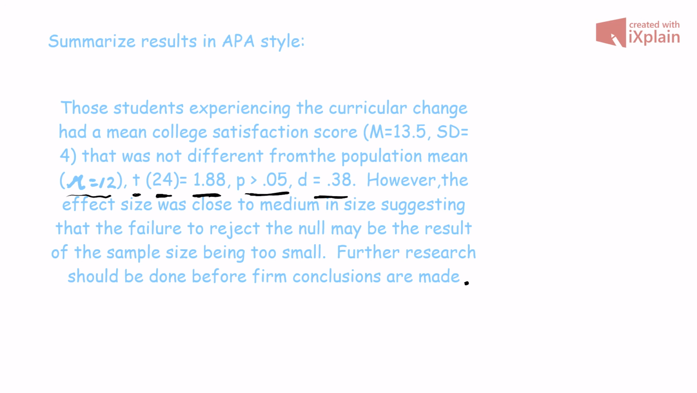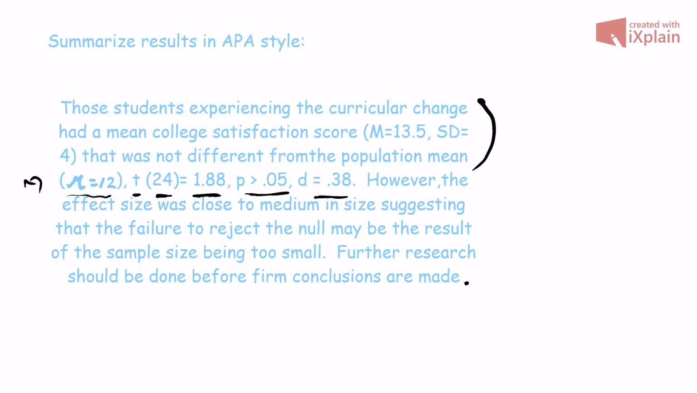So this first sentence is simply saying whether or not you rejected the null, really. Remember, you're trying to decide when you do a significance test whether the difference between the sample mean and the population mean is likely or unlikely to be due to sampling error. Well, in this case, it could have been due to sampling error because the p was greater than 0.05. So that's simply what we're saying. The sample mean was not different from the population mean. That's what the first part says. And then we just add in all the statistical information at the end of the sentence.